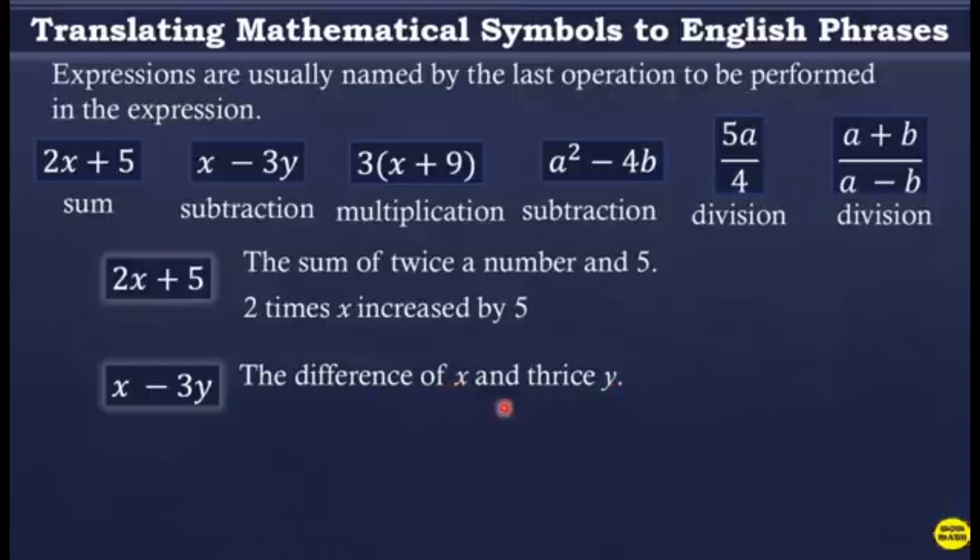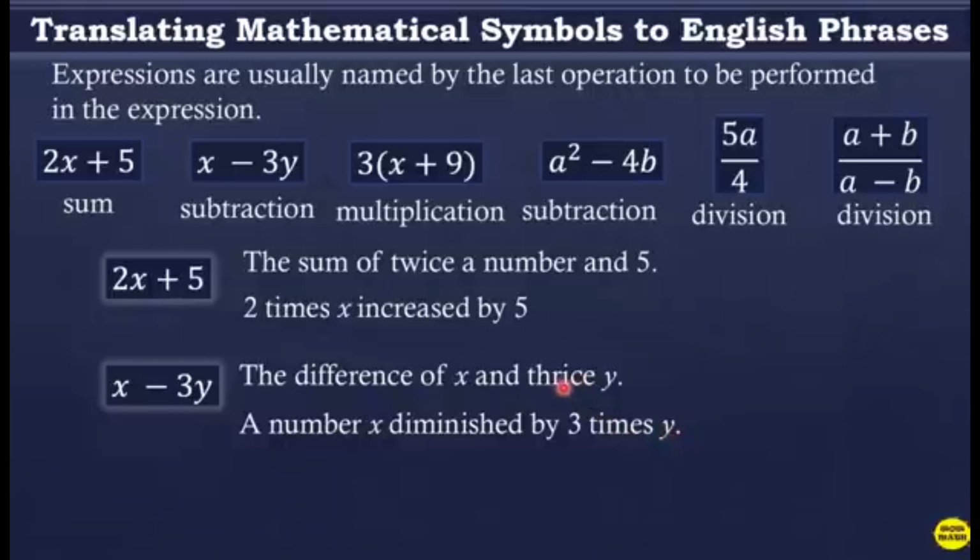Also, because x and y are different numbers, we can say the difference of a number and thrice another number. Now we're going to use the term another to indicate that there are two different unknowns, or two different numbers. Or we can also say a number x diminished by 3 times y. Again, diminished because the operation is subtraction. So you should be familiar with those symbols, okay?